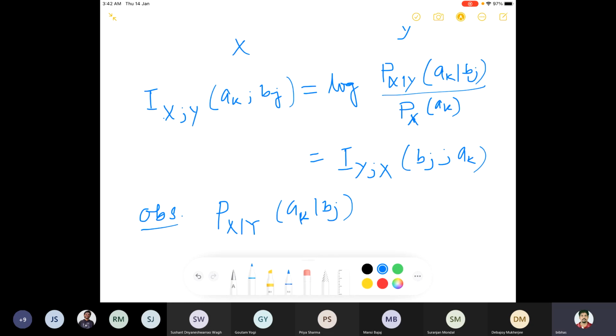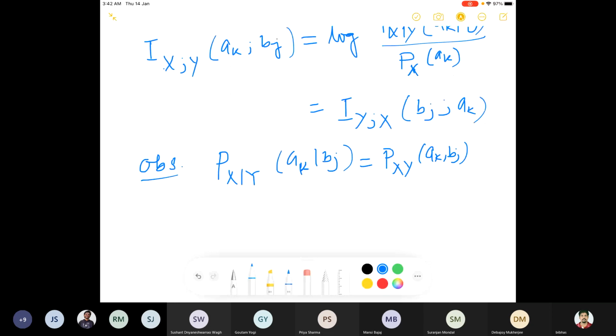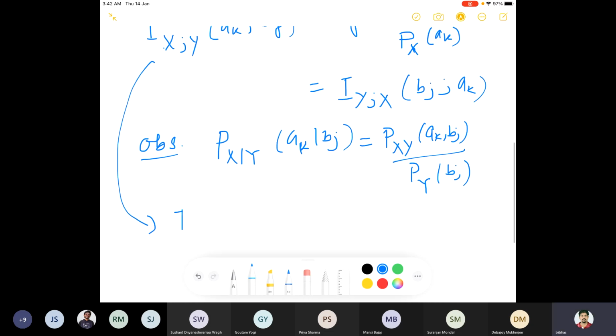So okay, anyway, the definition of this is what? Pxy(AK, BJ) divided by Py(BJ). So now you see this quantity here, then what will happen? This we discussed last day. Given next this, and this is, let's say, AK BJ.